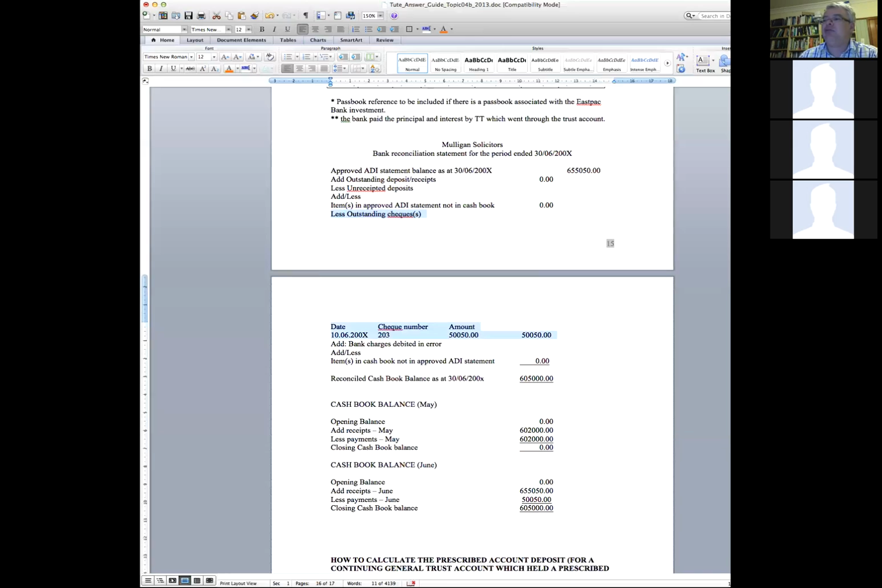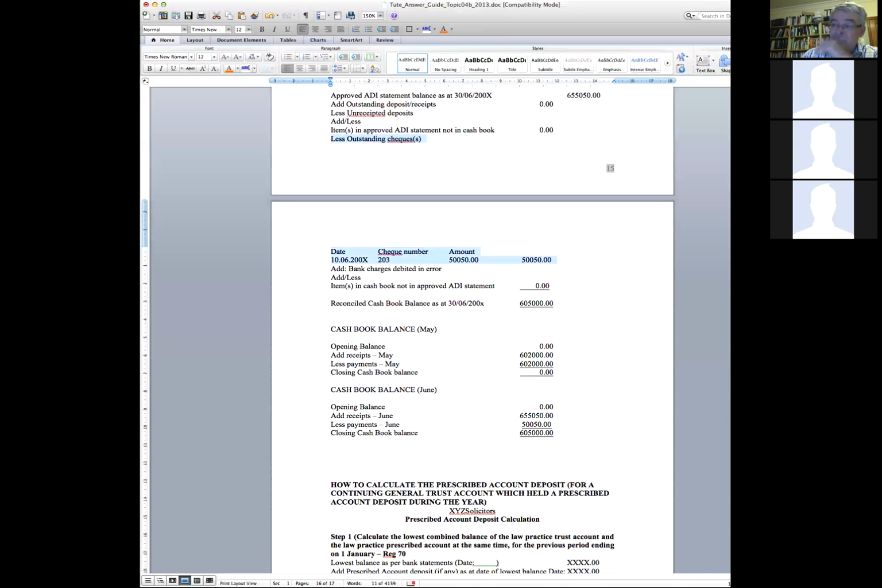So we then look at our cash book balances. You've got your opening balance in May, less payments, and these are just the totals. The reason you do the monthly totals is that these are the figures that get entered into here. These are just monthly totals, the receipts and payments. So for the month of May, you in effect have receipts cancelling out payments, so there's zero balance. That becomes the opening balance in June, zero balance. Add the receipts, take away the payments, and what do you get? The closing cash book balance is $605,000.